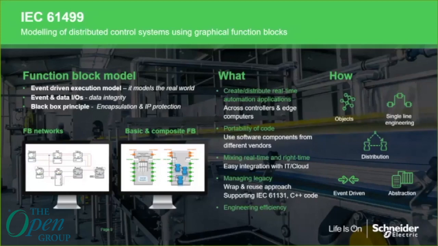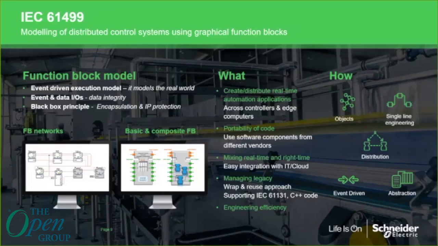We are going to manage legacy migrations. If you have 61131, the languages that are used in 61499 are the same languages, so the code can be heavily reused. You can also bring in new algorithms through C++ or whatever the implementation supports. We do improve engineering efficiency once you learn how to use it.